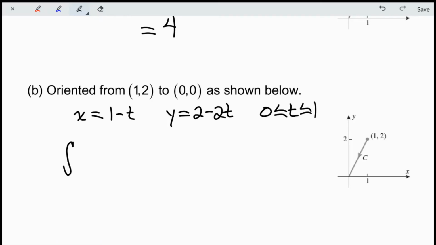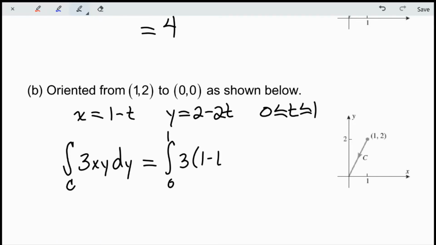Okay, so we're going to integrate along this curve C, and we've got 3xy dy. So again, convert this over. We're going to integrate from 0 to 1. X is now 1 minus t. Y is 2 minus 2t. And then for our derivative with respect to t, our dy/dt, we're just going to have negative 2 times dt.